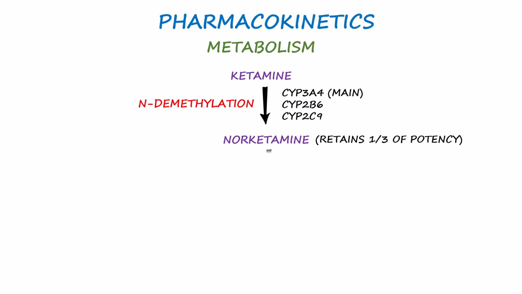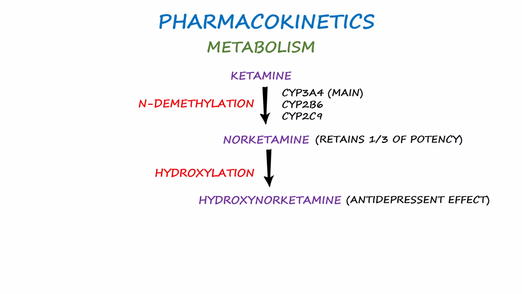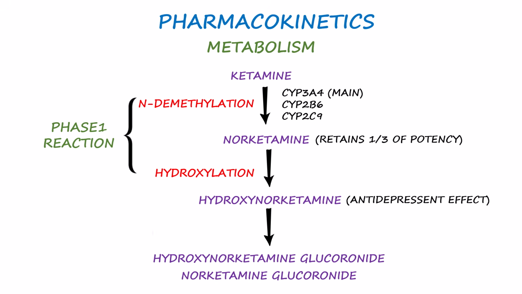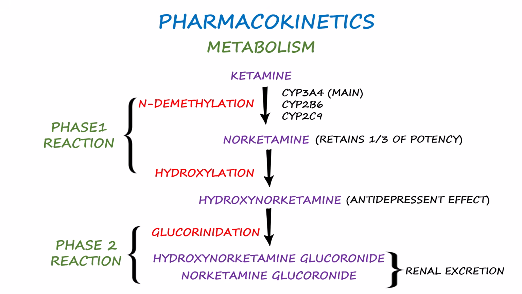Norketamine is then further metabolized through hydroxylation, forming compounds such as hydroxynorketamine isomers. While these hydroxylated forms are inactive as anesthetics, they may contribute to ketamine's antidepressant effects, especially in subanesthetic dosing. Following hydroxylation, the metabolites undergo conjugation reactions, primarily glucuronidation, which enhances their water solubility and facilitates renal excretion. A minor pathway also includes dehydration reactions, though these play a limited clinical role.